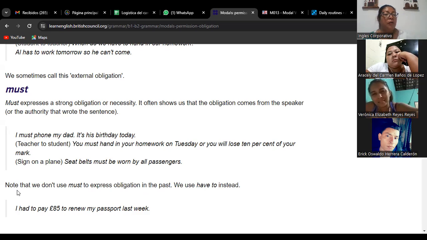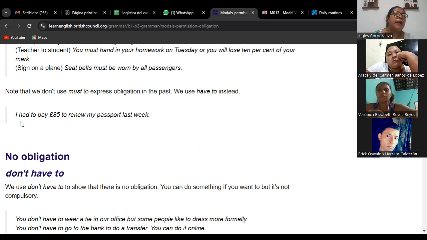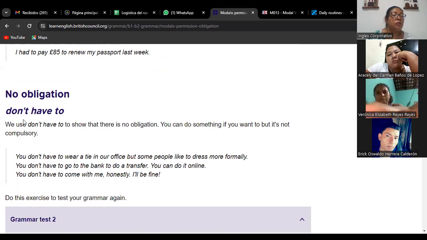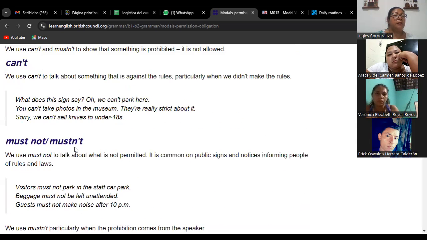Y luego dice, we don't use must to express obligation in the past. Esto ya lo habíamos visto, ¿ok? No podemos utilizarlo en tiempo pasado, sino que ahí tenemos que usar have to. Como I have to pay, tuve que pagar. Entonces, si es pasado, had to. Cuando no es obligación, utilizamos don't have to. Y si se fijan, aquí no entra mustn't, sino que mustn't entraba aquí en las prohibitions.